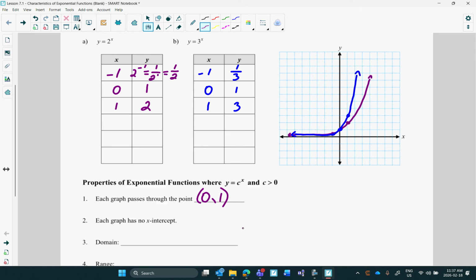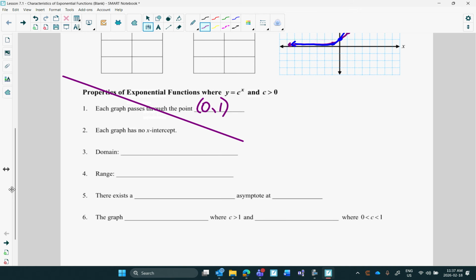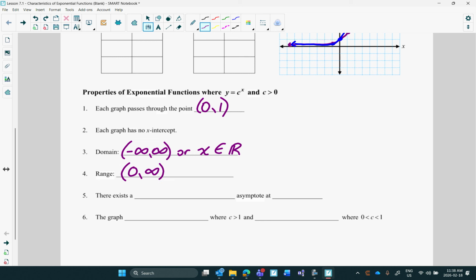What's the domain? Should be able to get that from the graph. Negative infinity to positive infinity. Or if you want to write using the other notation, either one is acceptable. What's the range? Not including 0 to infinity. Right, so what do I put around the 0? Bracket? Right, parenthesis. Remember, parenthesis means don't include, bracket means include.